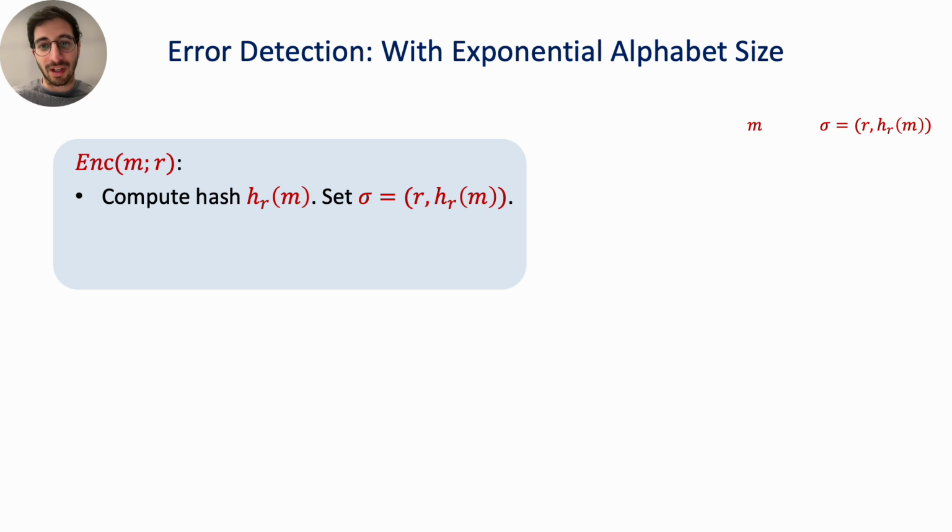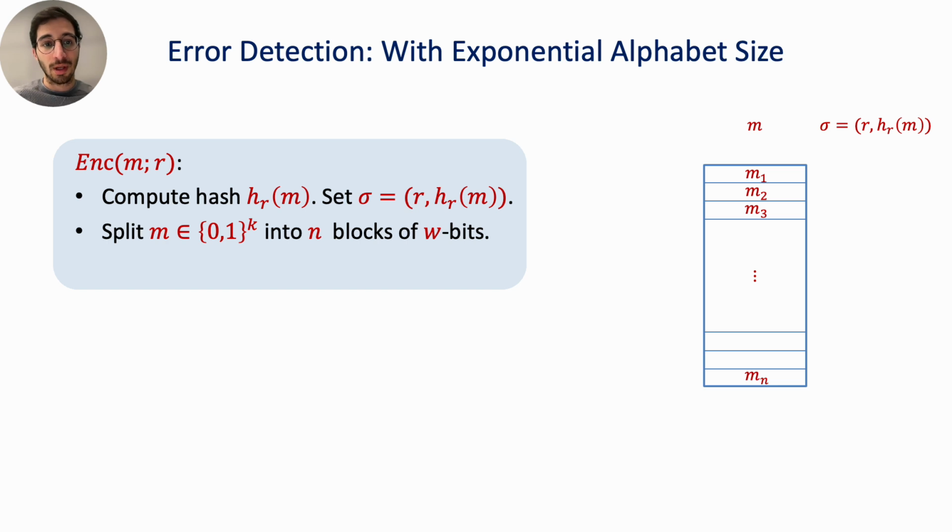So we have the message and the seed, and the first thing we're going to do is split the message into blocks of size w. So each block here is going to be of size w. We're not doing anything at the moment. We just took the message and split it into blocks of size w.